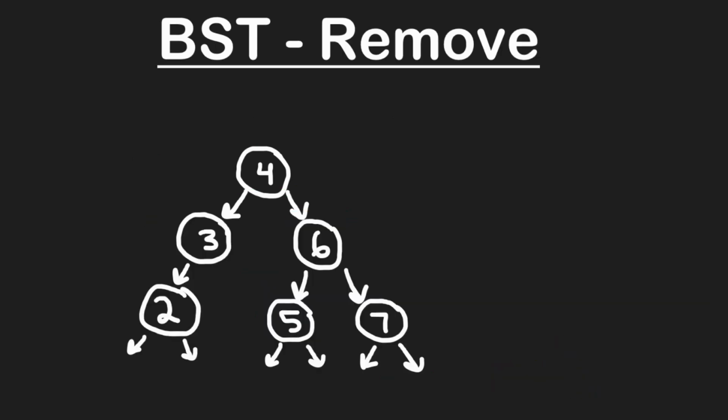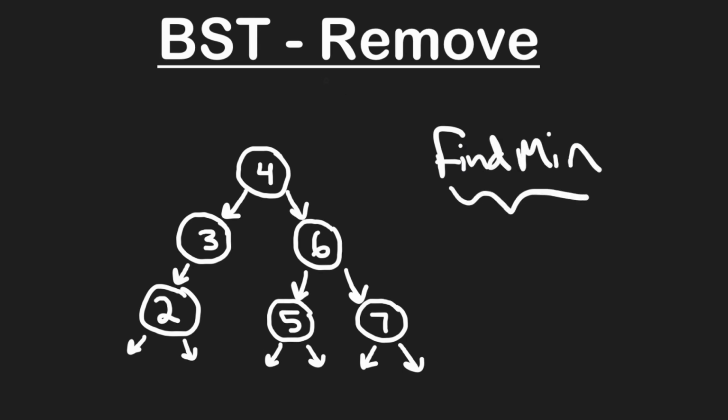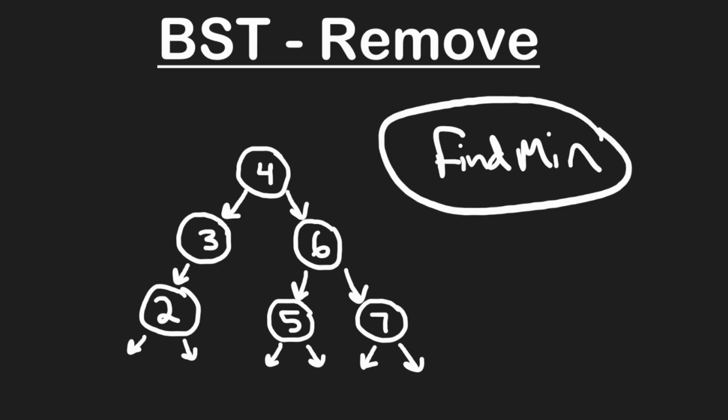So now let's talk about the more difficult algorithm, which is removing a node. But before we even do that, let's talk about how we can find the minimum of the tree, because we're actually going to need that in our remove function. But the good thing is that finding the minimum is pretty straightforward.